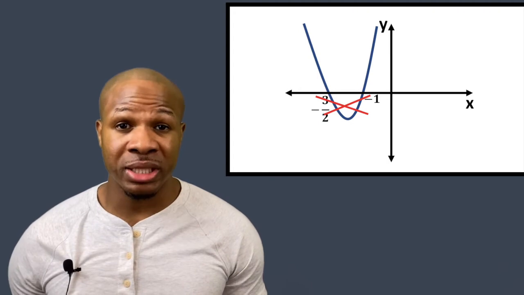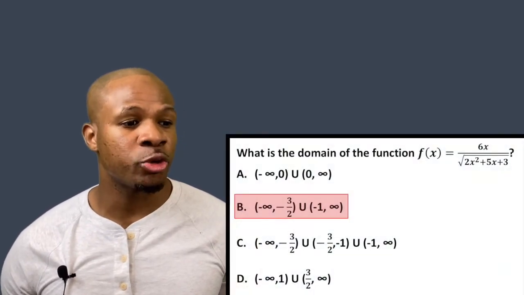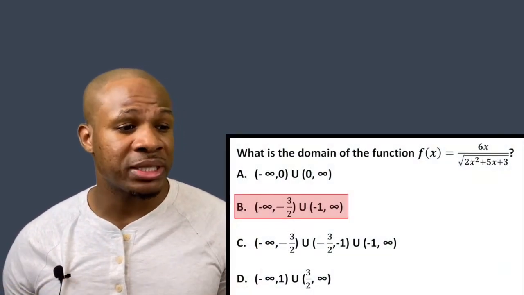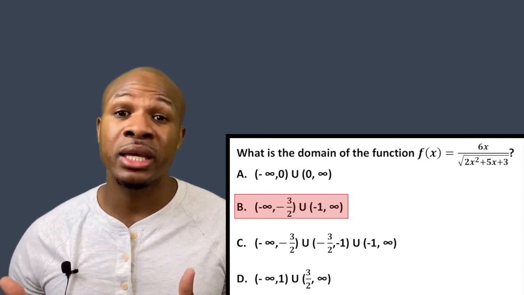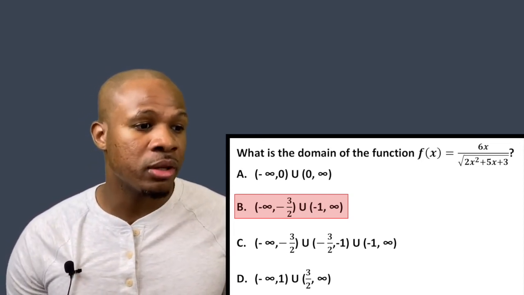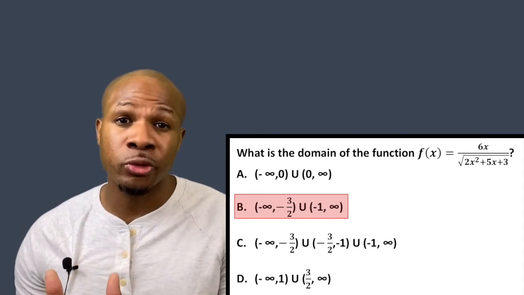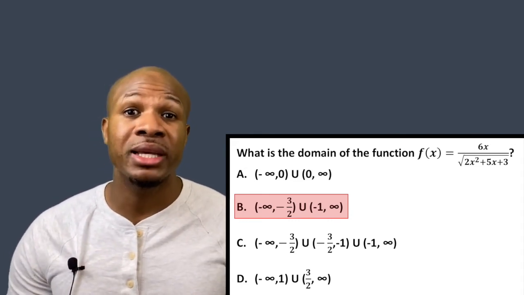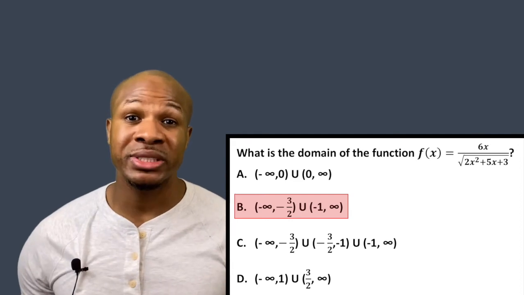And which answer choice does that? That would be answer choice B. Answer choice B says negative infinity to negative 3 over 2, and then it jumps to negative 1 to infinity, which means that the region between negative 3/2 and negative 1 is excluded. So the correct answer is answer choice B.